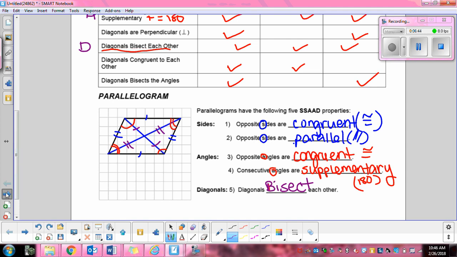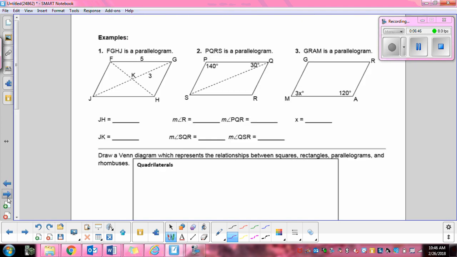Okay? Now go ahead and flip your paper over. It says that FGHJ is a parallelogram. What is the length of JH? So what is this length right here? If this side, FG, is 5, then this side has to also be 5. They are equal always. Now, what is the length of J to K?